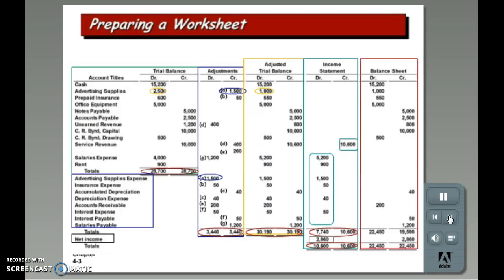The last columns reflect the balance sheet data. Debits and credits are totaled, and after net income is included in the credit column, total debits and credits equal $22,450.